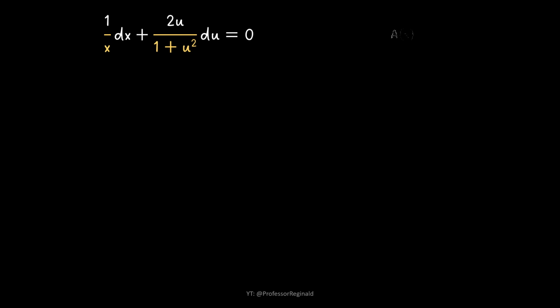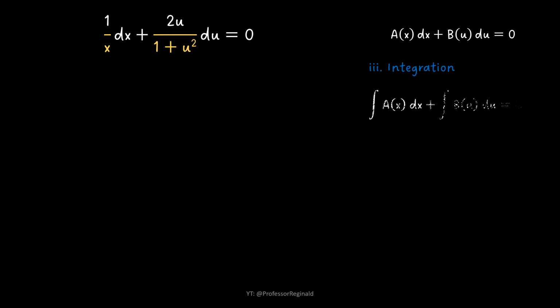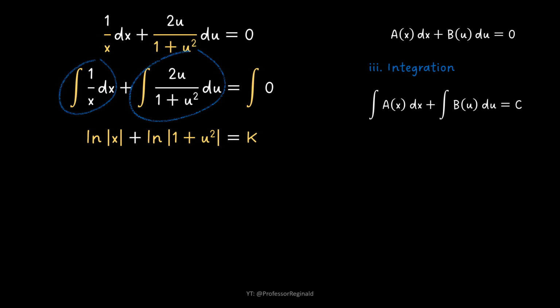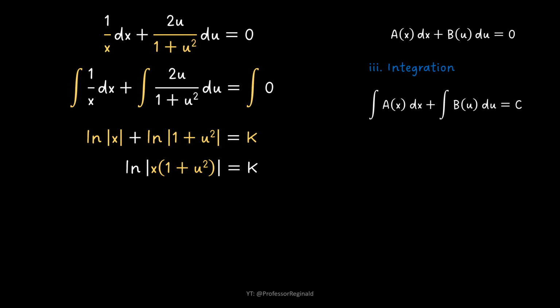And because the variables are separated, integrate the whole equation. For the first integral, apply the natural logarithmic rule. For the second integral, use the natural logarithmic rule with substitution. Combine the logarithms by using a property of logarithms. Take the exponential function of both sides. Express the general solution of the differential equation.